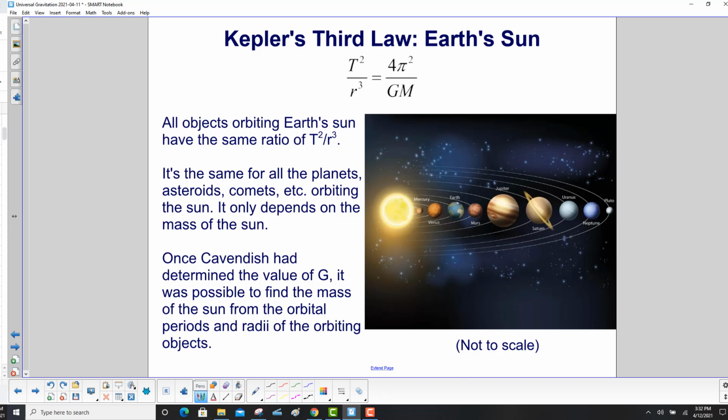All objects orbiting the Sun have the same ratio of T squared over r cubed, and that's 4 pi squared over G times the mass of the Sun. And by the way, this picture is in no way close to scale. It's the same for all the planets, asteroids, comets, etc. orbiting the Sun. It only depends on the mass of the Sun. Once Cavendish had determined the value of G, it was possible to find the mass of the Sun from the orbital periods and radii of the orbiting objects.